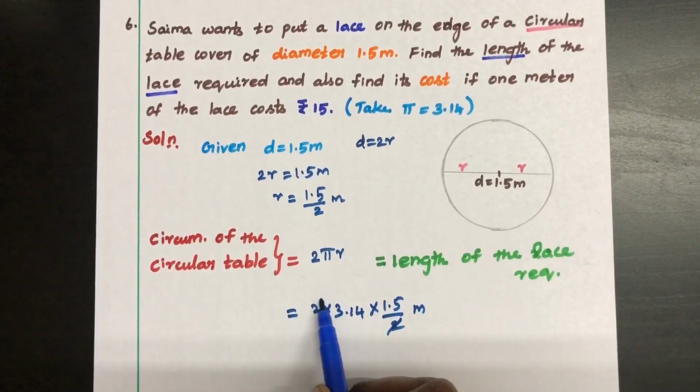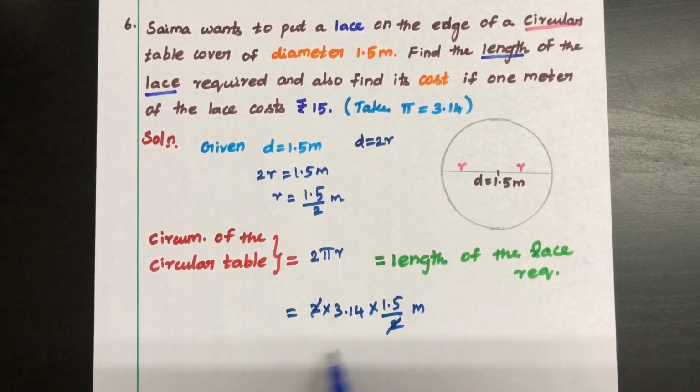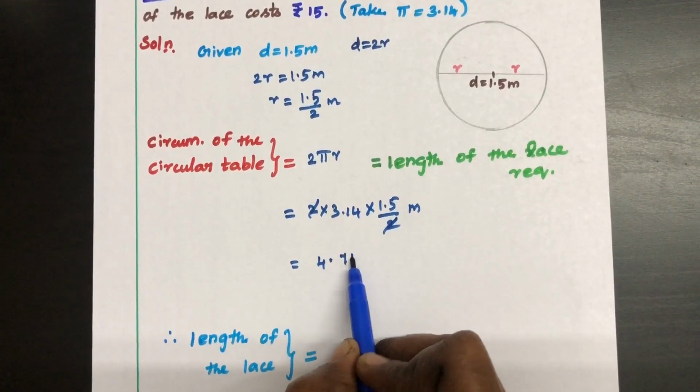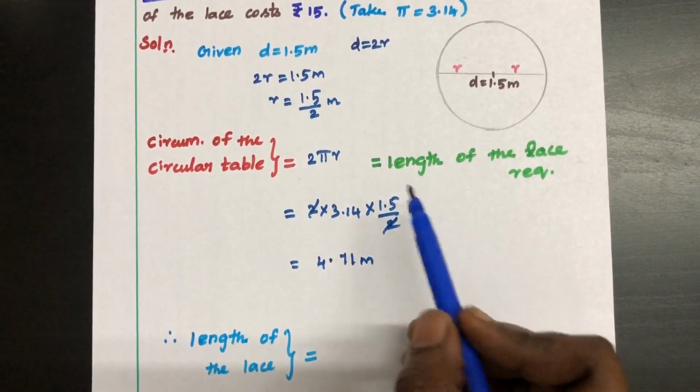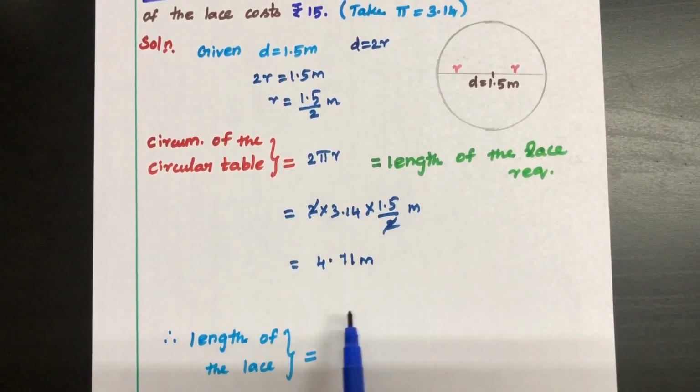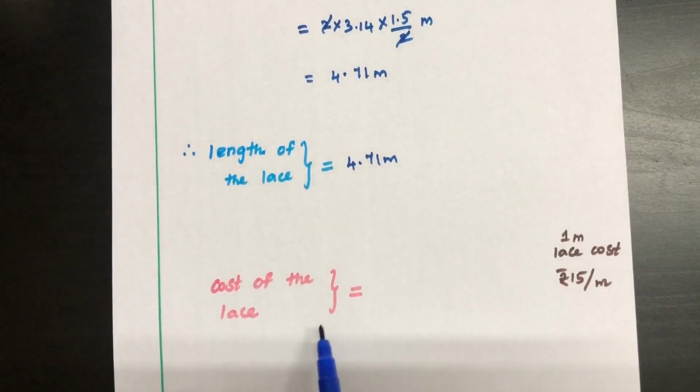So these two get cancelled, that means divided by each other, which is equal to 4.71 meter. So this is the length of the lace required to lace the edge of the circular table cover. Cost of the lace.